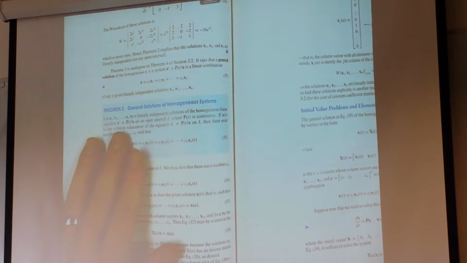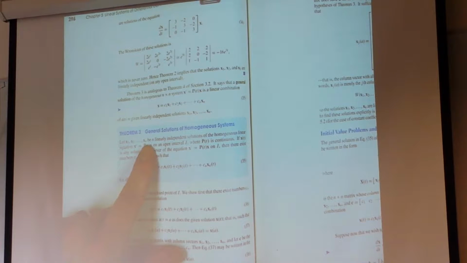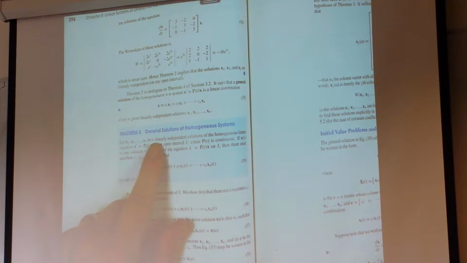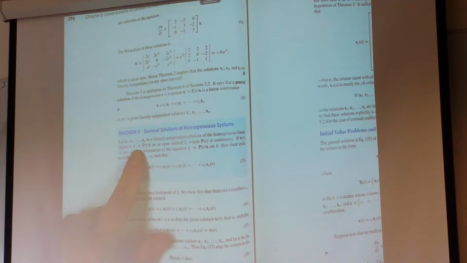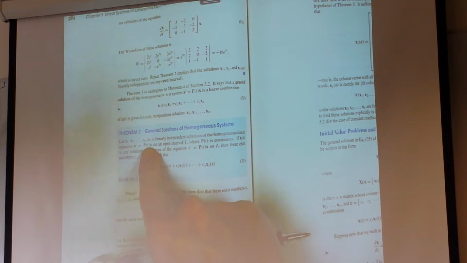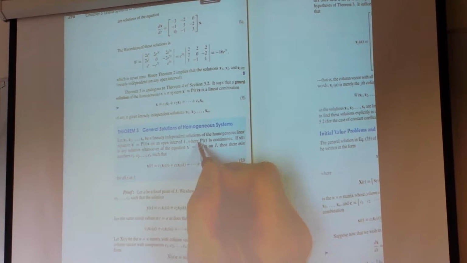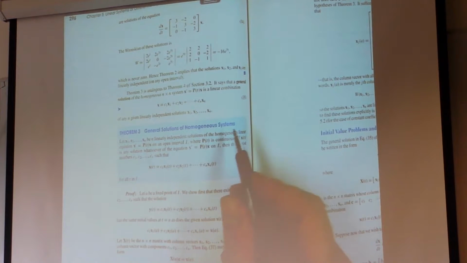On the next page, 296, the general solution. This again corresponds to the same theorem in a single equation. It says that if you have n linearly independent solutions of a homogeneous linear equation, and this is a vector equation, so it is representing a system, this P of t matrix is just the matrix of coefficients. In this case, we're talking about constant coefficients. So that would be a constant matrix of constants.